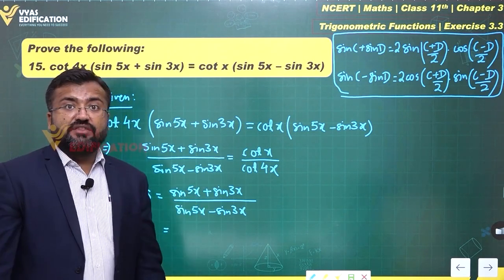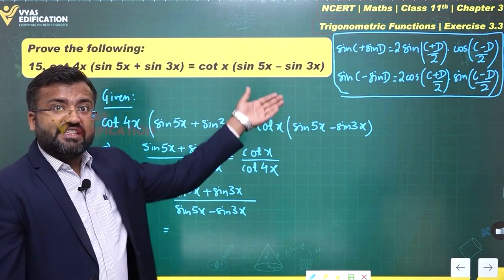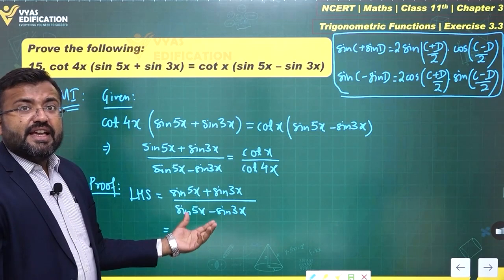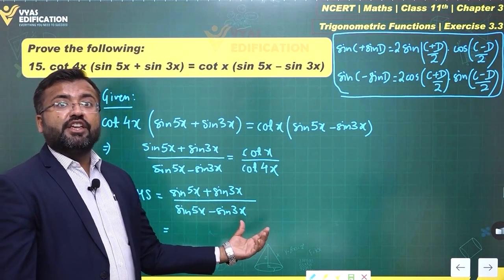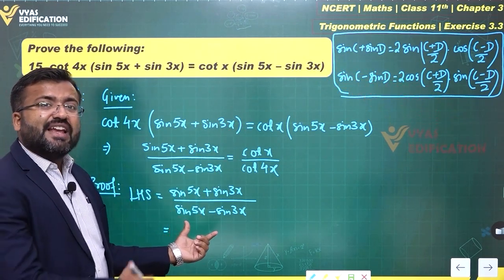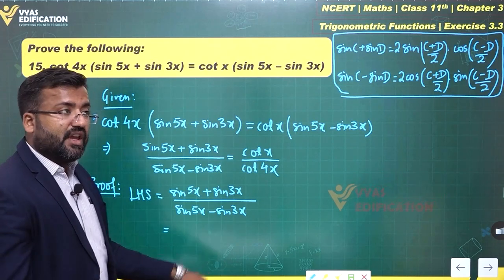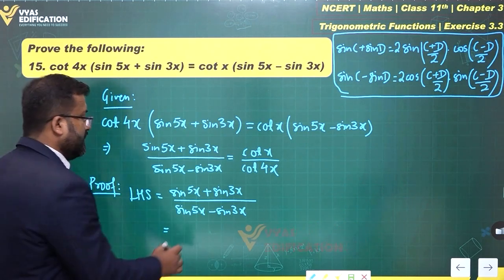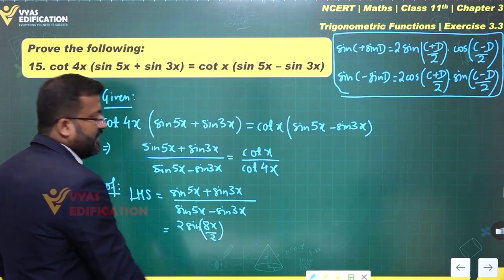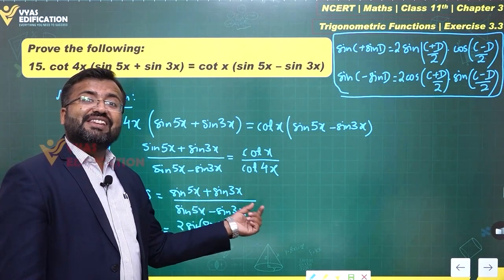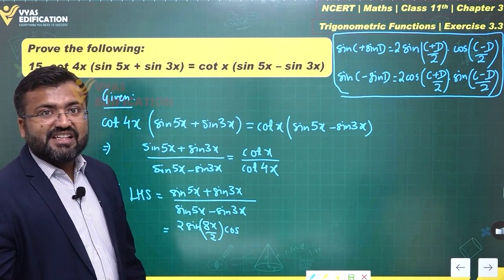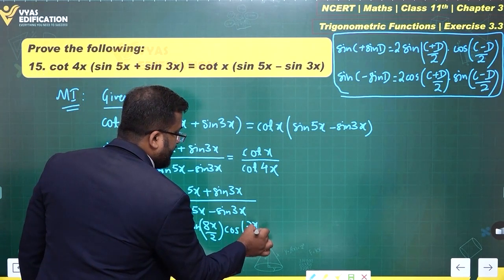In the numerator, you observe this is sin 5x plus sin 3x, which is similar to sin C plus sin D. Sin C plus sin D is 2 sin (C plus D)/2 cos (C minus D)/2. So instead of C, you have a 5x over here. Instead of a D, you have a 3x over here, and they can be converted in that form. This will convert to 2 sin (5x plus 3x)/2, which will be sin 8x/2, and cos of (5x minus 3x)/2. What is 5x minus 3x? That is 2x by 2. In the numerator you get this.